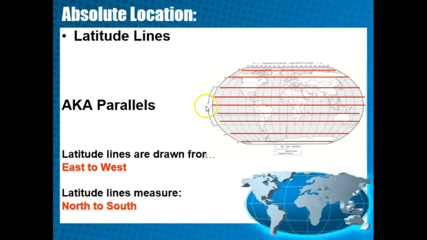The measurement of latitude lines goes from 0 degrees all the way up to 90 degrees. If you're moving north, you're going to have all of these degrees of latitude labeled north. So here you have 0 degrees, 20 degrees north, 40 degrees north, 60 degrees north, 80 degrees north, and at the very top 90 degrees north. If you move south, it's almost the same thing, except you use south: 20 degrees south, 40 degrees south, 60 degrees south, 80 degrees south, 90 degrees south. Latitude lines are also known as parallels. You draw them east to west, but they measure how far north or how far south something is. So that's your first step in finding absolute location: determining which latitude line that area falls on.